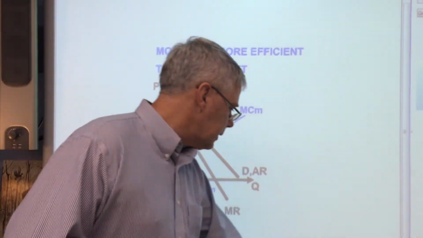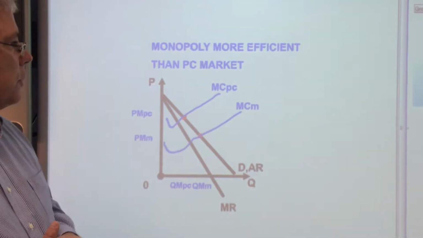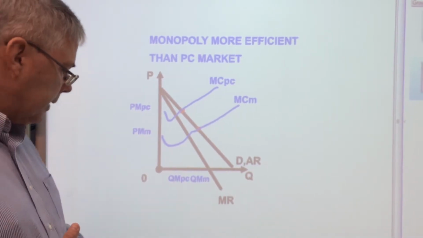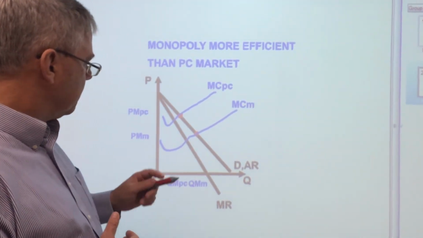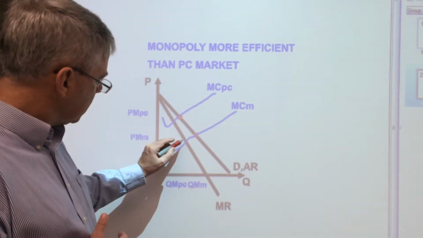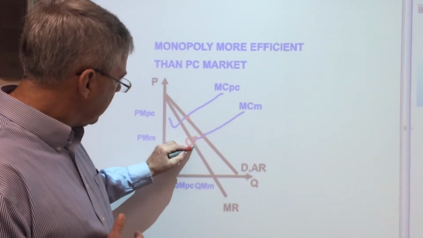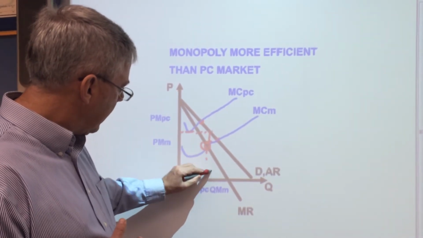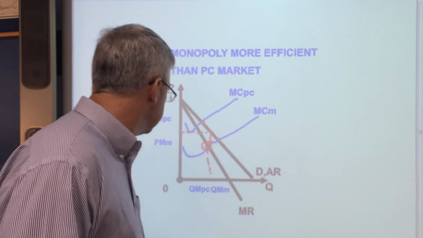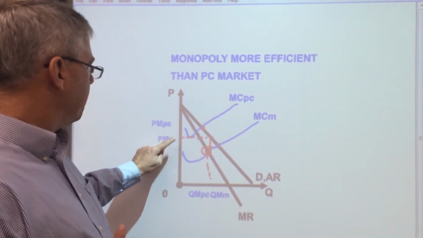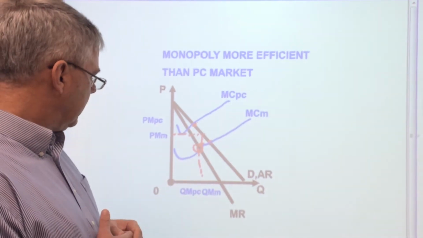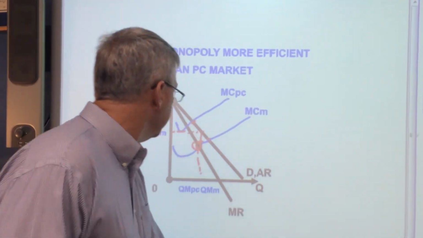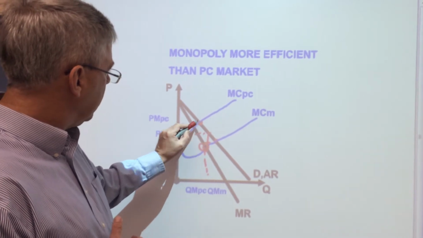In this instance, the monopoly is confronting a lower cost structure because of its economies of scale. And we know that, again, profit maximizing firms will produce and price their product where marginal cost equals marginal revenue. For the monopoly, that's right here. So we'll go up till it hits the demand curve and over and down. This is the price a monopolist would charge, and this is the quantity they would produce. A PC market, however, is going to produce right here where demand equals supply.